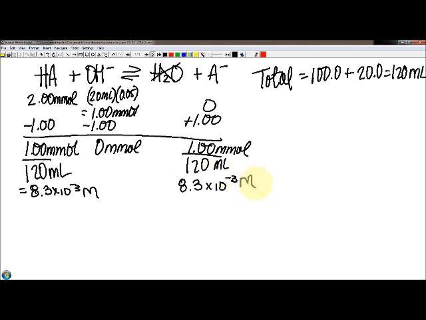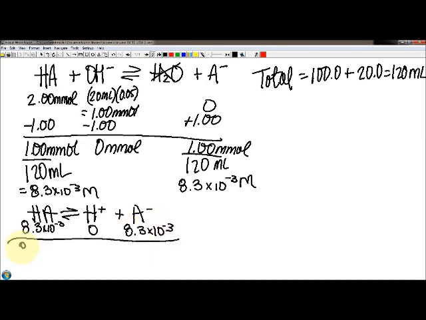Now we can do a Ka expression using this bit of information. Again, we don't know the acid, so we're just going to use the generic acid equation, and we can use the molarities we just found for those two. After equilibrium, we subtract X from the reactant side and add X to the product side. Now we can set up a Ka expression because we want to solve for the Ka. So the Ka is equal to products over reactants.